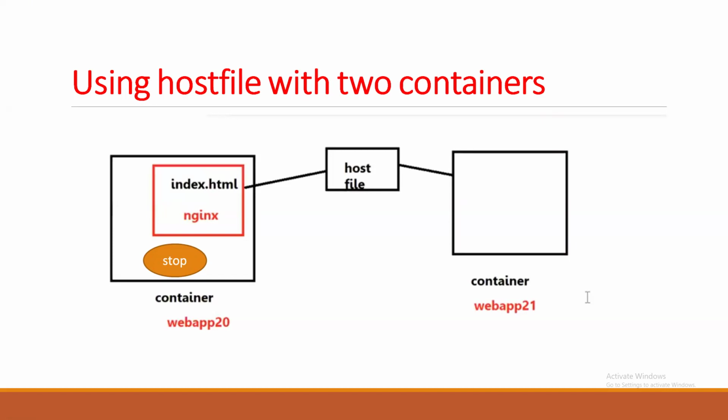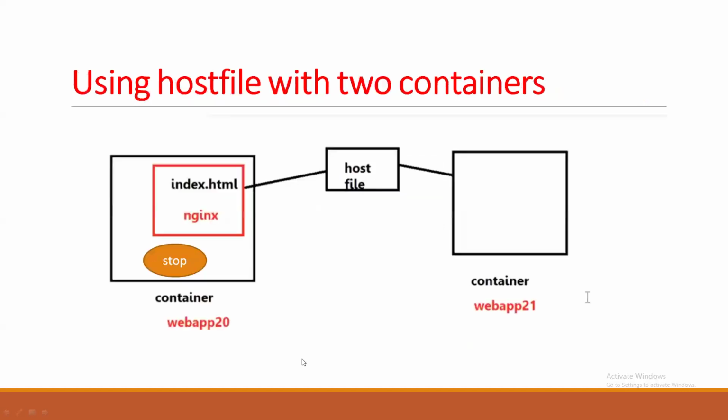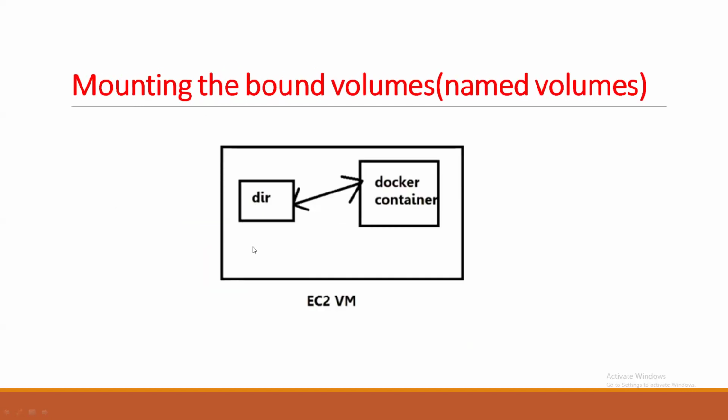Using host file with the two containers, right? The next one is mounting the bound volumes. What is that, guys? Call it bound volumes or named volumes. Bound volumes is nothing but, say on EC2, you created a volume, right? You don't want to create the volumes in the Docker container. So whatever directory is there in the EC2 instance, it will mount directly to the Docker container.